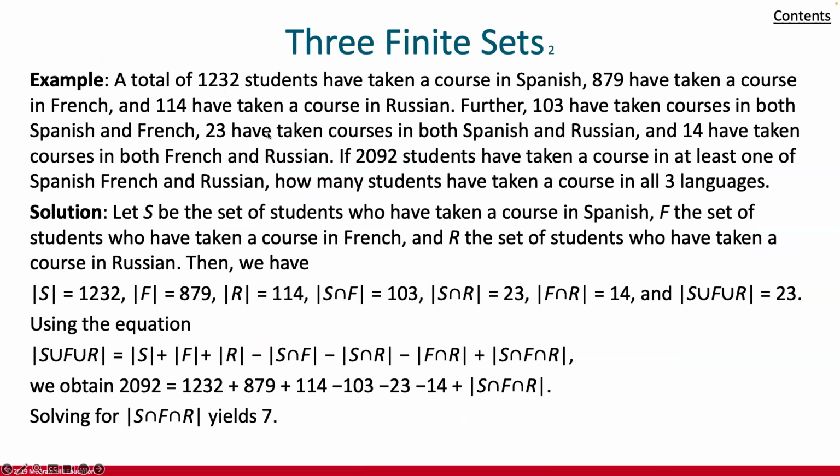So here is another example for three sets. A total number of 1232 students has taken a course in Spanish, 879 have taken a course in French, 114 have taken a course in Russian. Further, 103 have taken courses in both Spanish and French, 23 have taken courses in both Spanish and Russian, and 14 have taken courses in both French and Russian. If 2092 students have taken a course in at least one of Spanish, French, and Russian, how many students have taken a course in all three languages?